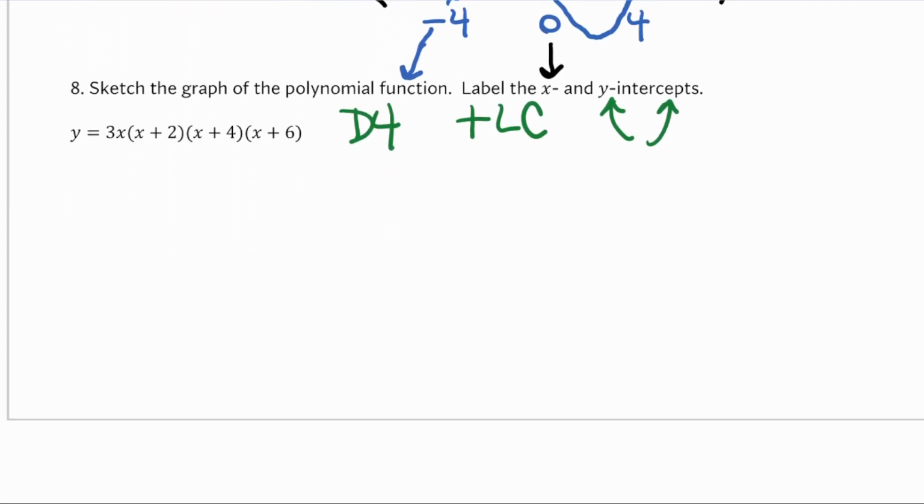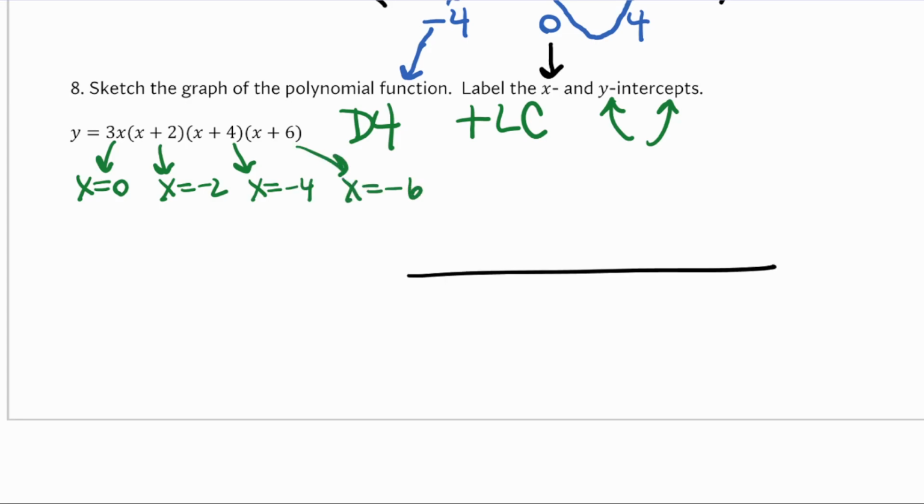Okay, so I label my zeros. 3x equals 0, that gives me x equals 0. This will give me x equals negative 2. Over here, x equals negative 4. And then lastly, x equaling negative 6. So I make myself an x-axis, negative 6, negative 4, negative 2, and 0. So it's got to have this type of end behavior. And so I'm going to just kind of start from this one and hope that it fits.